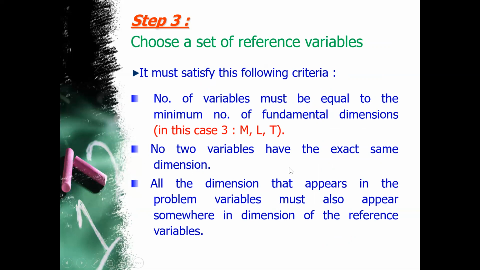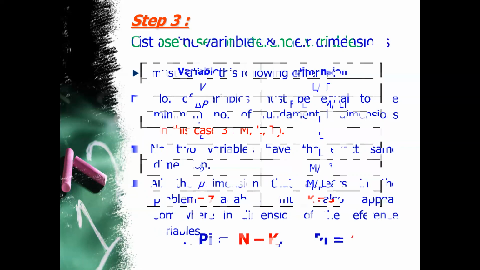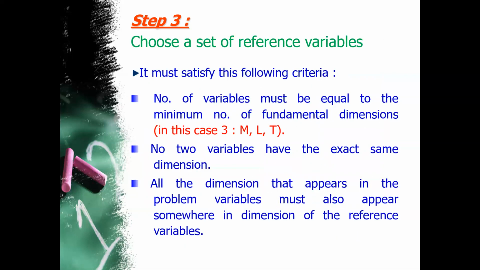So step 3, choose a set of reference variables. For the Buckingham Pi theorem, we have these reference variables. The original variables, the variables given in the problem, we call problem variables. This one we call reference variables. For the reference variables, they must satisfy the following criteria. The number of variables must be equal to the minimum number of fundamental dimensions. We have 7 and we need to choose the reference variables.